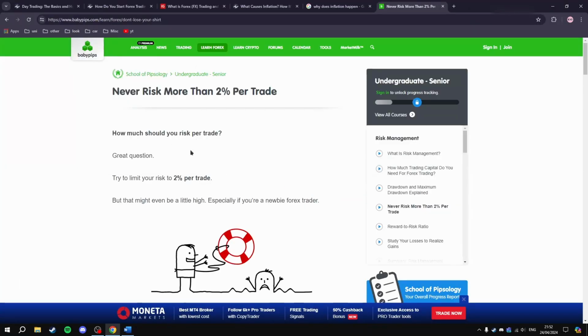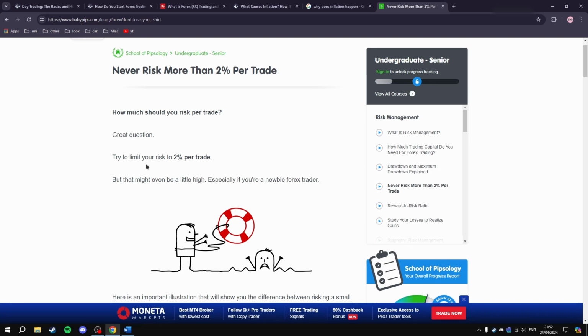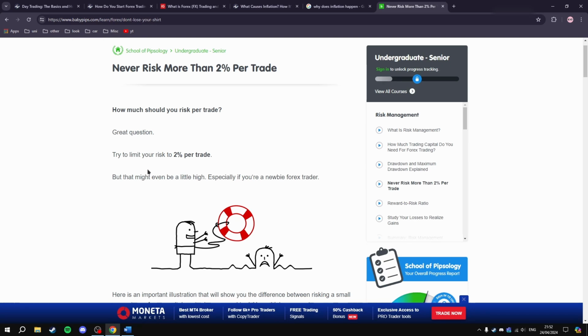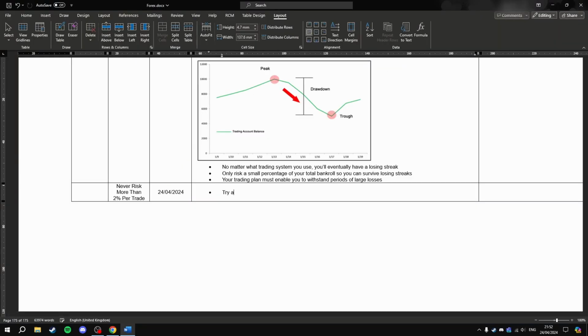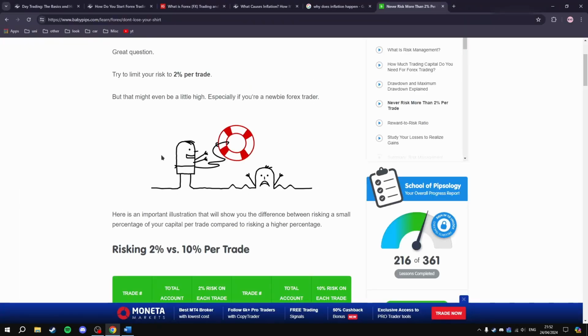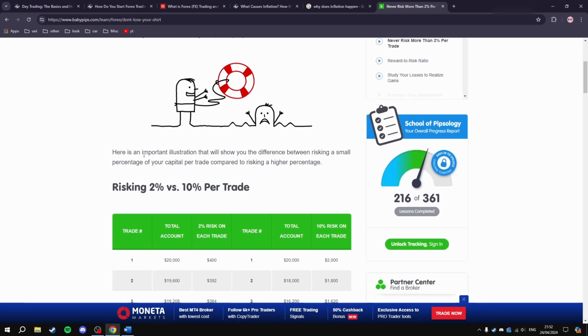How much should you risk per trade? Great question. Try to limit your risk to 2% per trade. But that might even be a little high, especially if you're a newbie Forex trader. Here's an important illustration that will show you the difference between risking a small percentage of your capital per trade compared to risking a higher percentage: risking 2% versus 10% per trade.